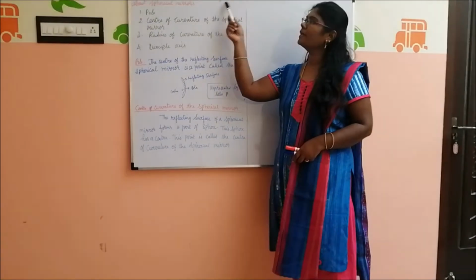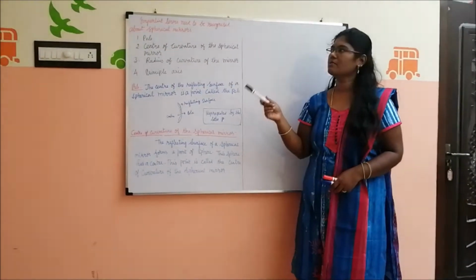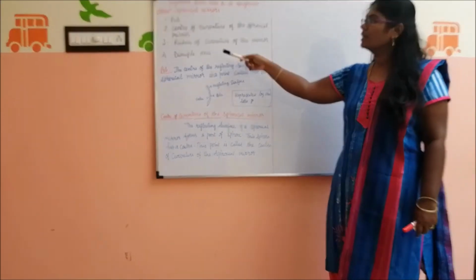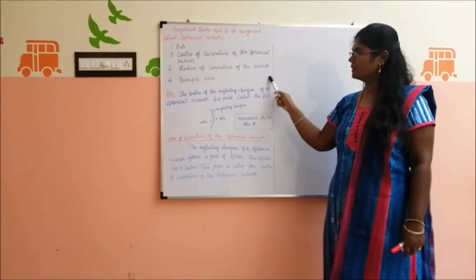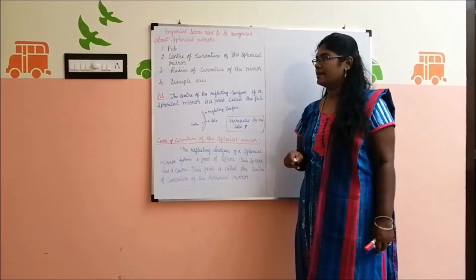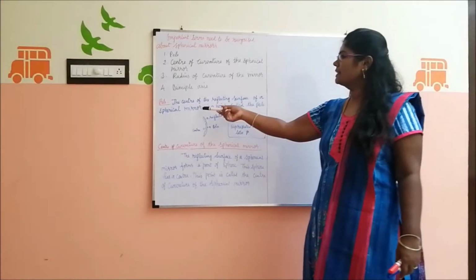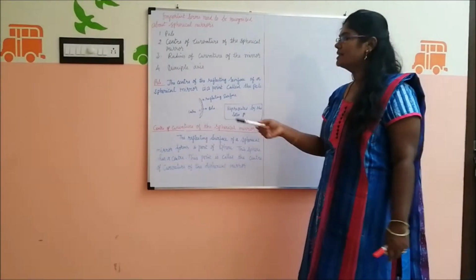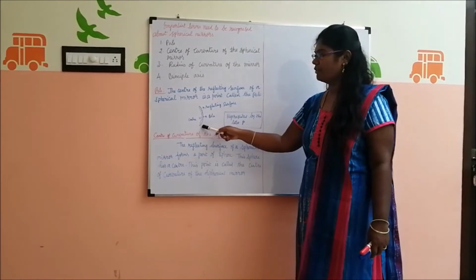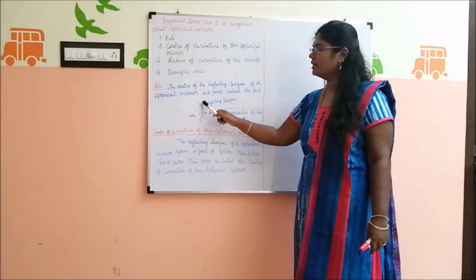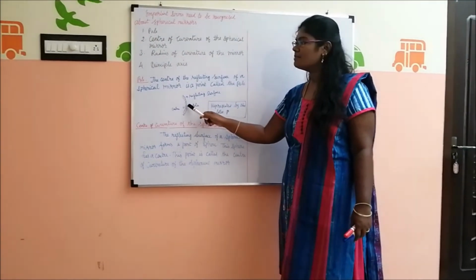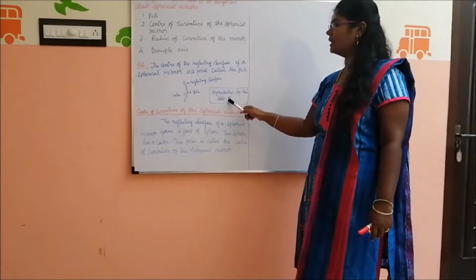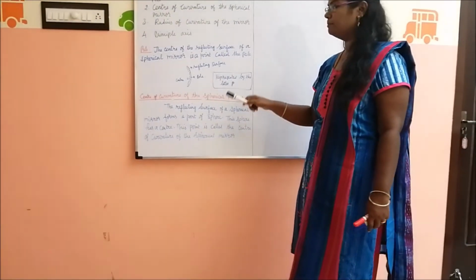Important terms to be recognized about spherical mirrors. One is the pole and center of curvature of the spherical mirror, the radius of curvature of the spherical mirror, and the principal axis. What is pole? The center of the reflecting surface of a spherical mirror is a point called the pole. See, this is the reflecting surface and this is the center of the reflecting surface, and this point is called the pole. Usually this point is represented by the capital letter P.